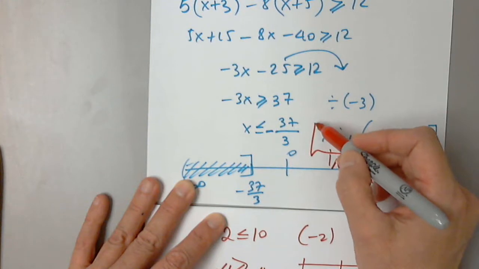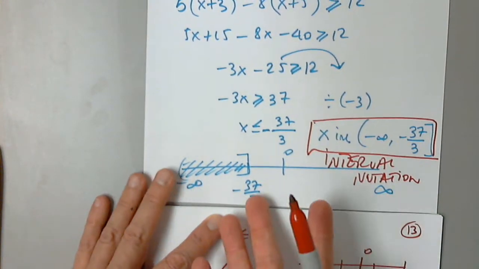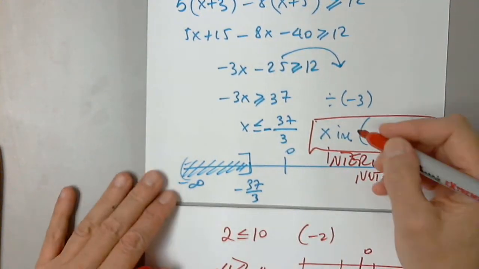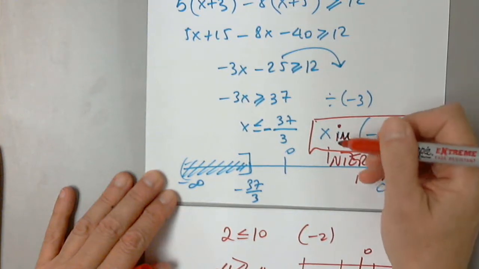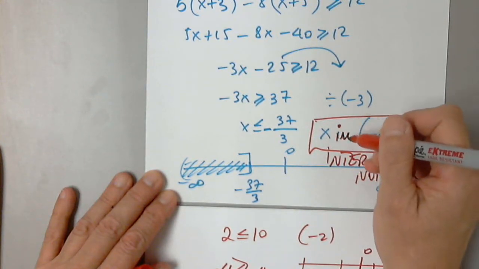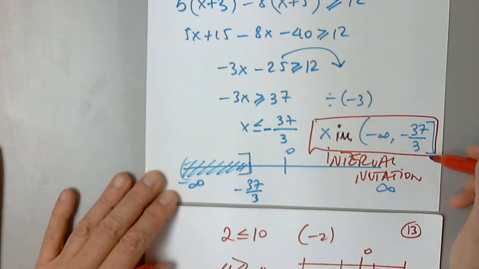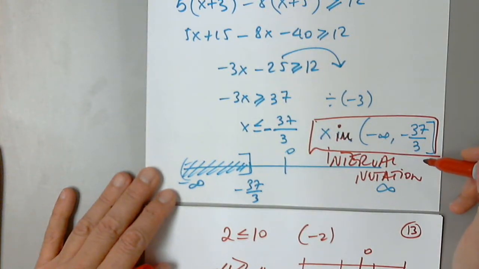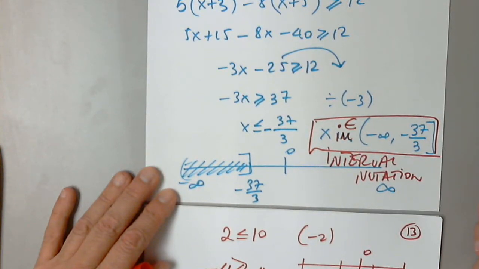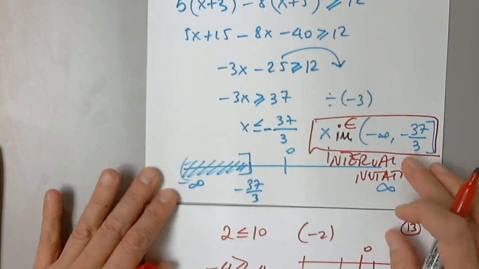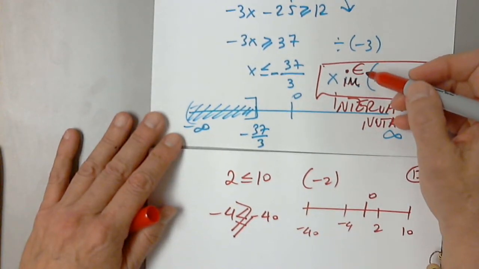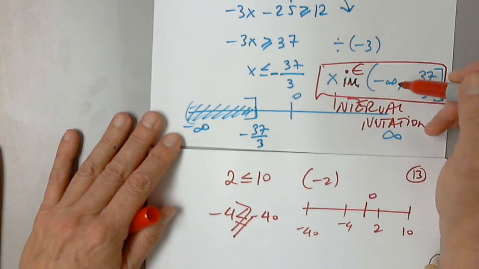This is the interval notation. You don't need to graph it. No, it's IN. X is a value in the interval from negative infinity to negative 37 over 3. We normally use this symbol, but I didn't want to put it. I just wrote in. But this is the correct mathematical symbol. X is in the interval.